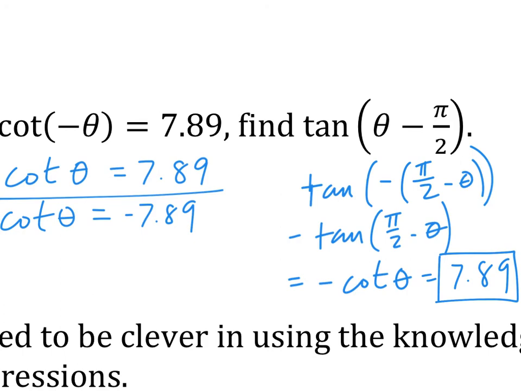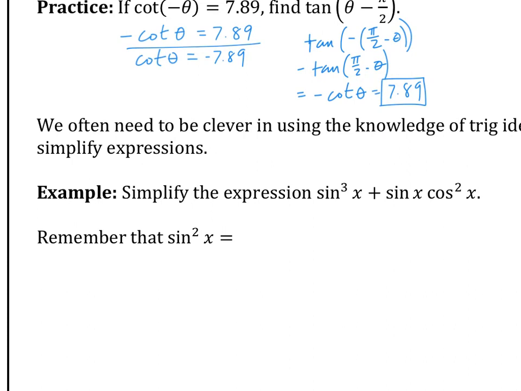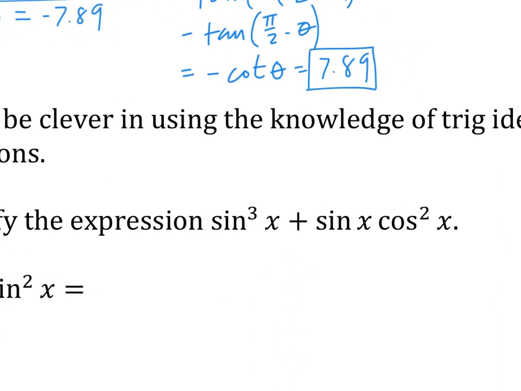We're going to start doing some proofs. The thing about proofs is you have to be creative and think outside the box. You have to be really flexible with how you think so that you can try different things until it works. Okay, so let's try this. Simplify the expression sine cubed x plus sine x cosine squared x.